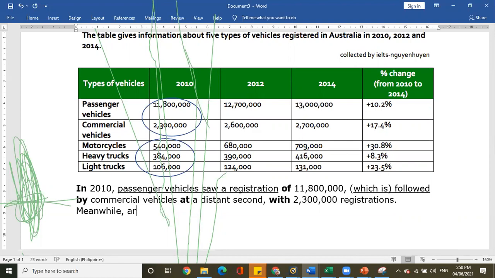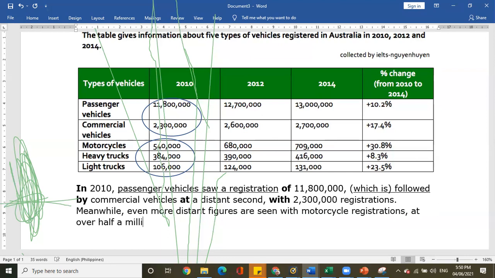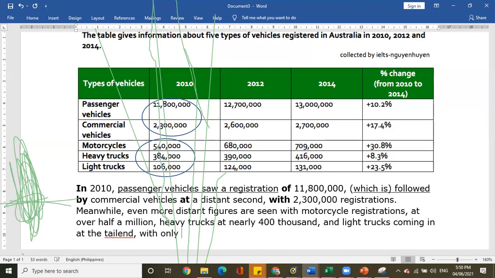And even more distant figures are seen with motorcycle registrations at over 500,000, heavy trucks at nearly 400,000, and light trucks coming in at the tail end with only slightly above 100,000 there.